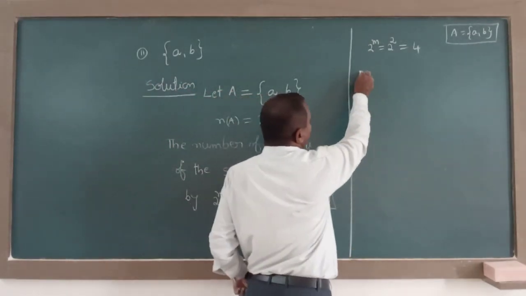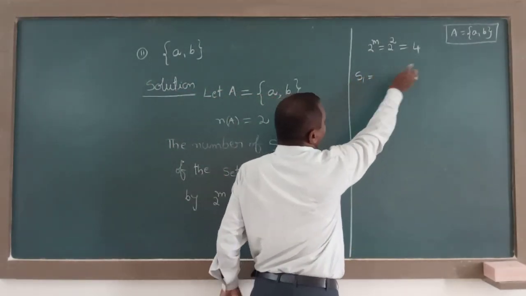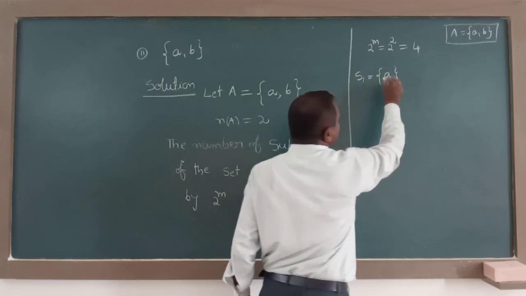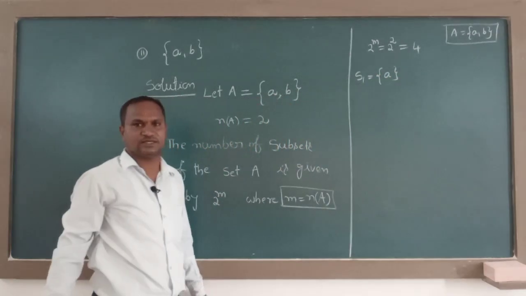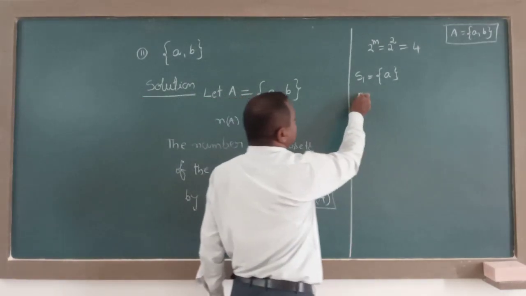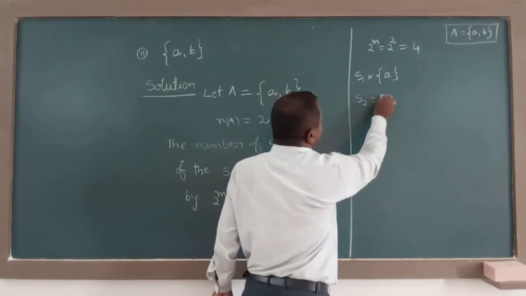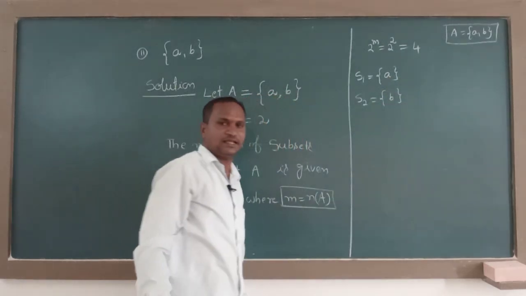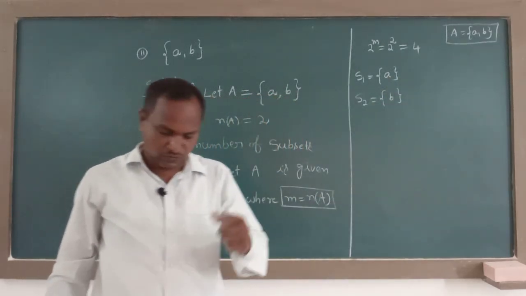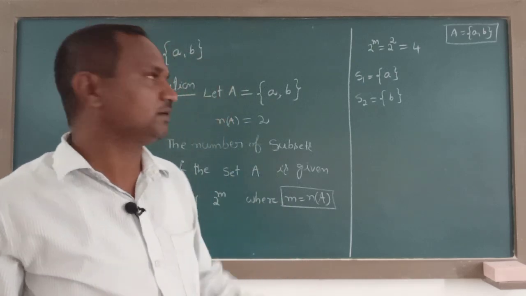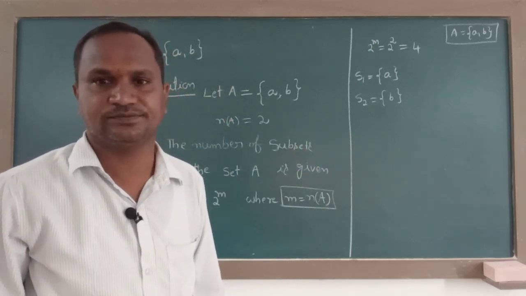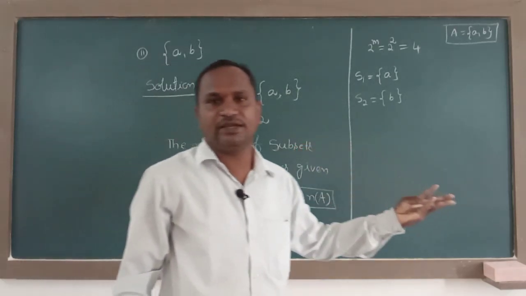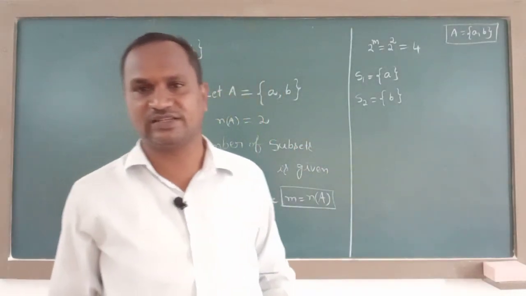First, S1, taking one element at a time. Taking one element, that is A, only A is one subset. The set of the element A is one subset. Next, S2, the second subset. Taking the second element B, it is also one subset. Taking one element at a time, we get 2 subsets, they are A and B. Next, taking 2 at a time, which means only 2 elements are present.